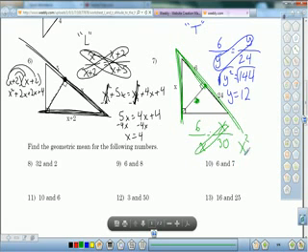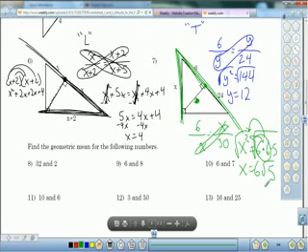Make my T. 1, 2, 3, 4. All right, so then when I fill it in, 6, y, 24. 6, y, 24.